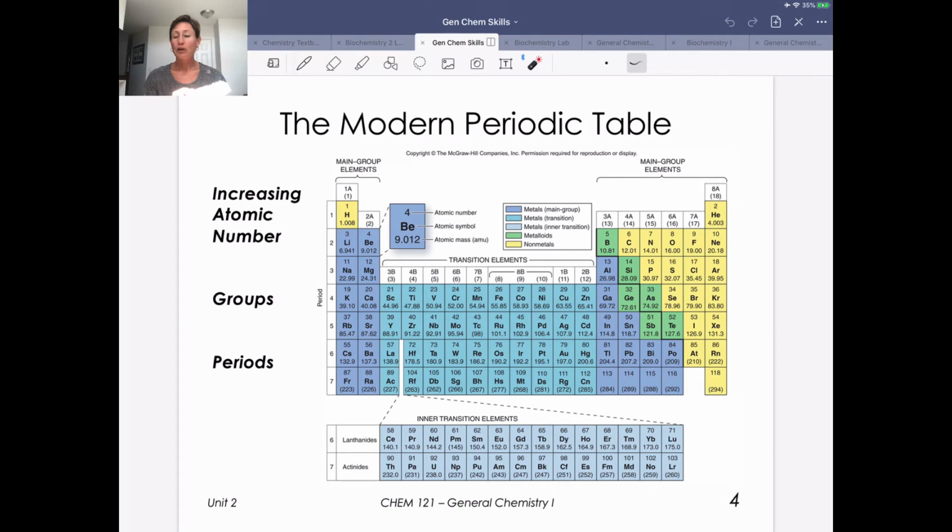Lastly, we want to think about what the periodic table is. You will always have a periodic table available for you. You can think of the periodic table as your best cheat sheet if you understand how it's organized and the information that it can provide.